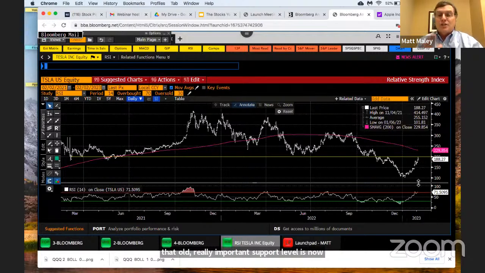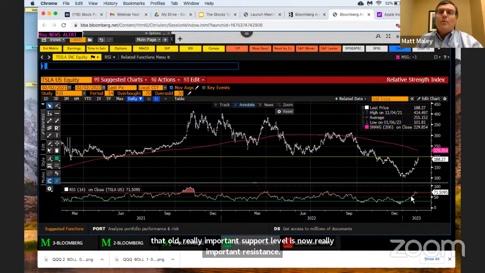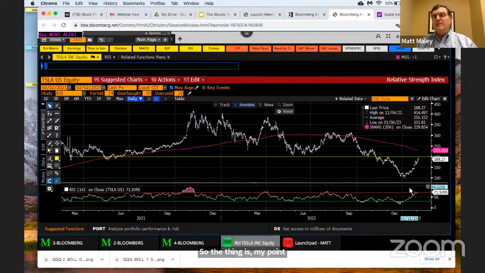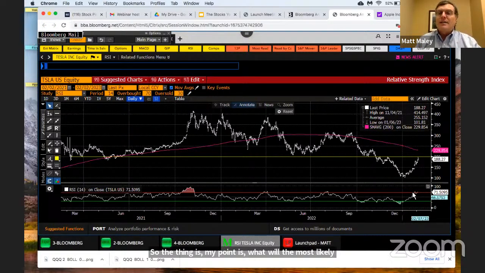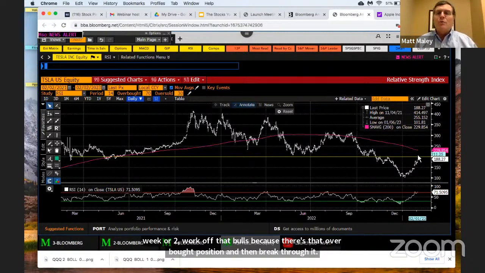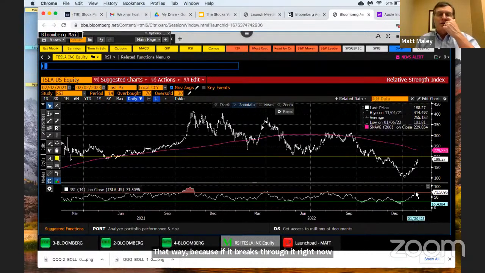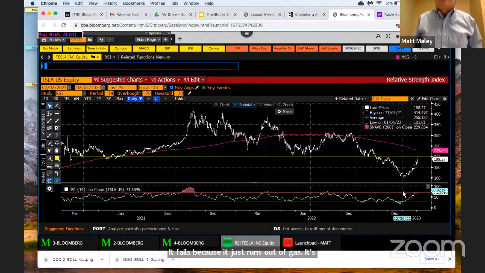So my point is, the most likely scenario is that you get the stock to pull back a little bit, work off this overbought condition, and actually that would be the most bullish scenario. You'd want to see it pull back, maybe not 20%, but 4 or 5% for a week or two, work off that overbought position, and then break through it. Because if it breaks through right now, there's more of a chance it fails because it just runs out of gas. It gets too overbought, and people are like, time for me to take some profits.